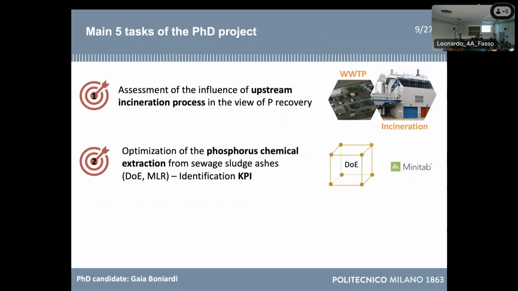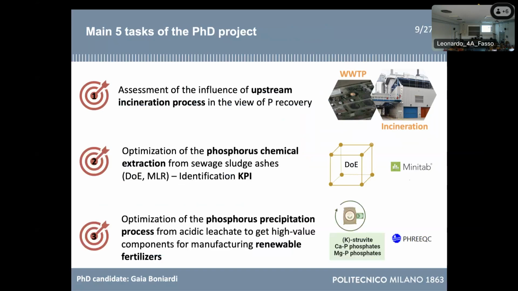The second task is related to the optimization of the phosphorus chemical extraction from the ash using the design of experiment approach. And the idea here is also to identify the key performance indicators of the process. So we produce the ash, we leach the phosphorus from the ash, and then we need to precipitate phosphorus from the liquid fraction. So the third task is related to the optimization of the phosphorus precipitation process, to have at the end a product that could be applied in agriculture as fertilizer.